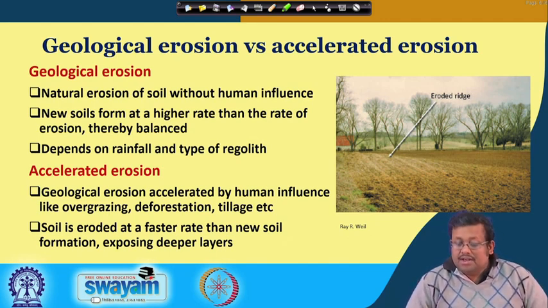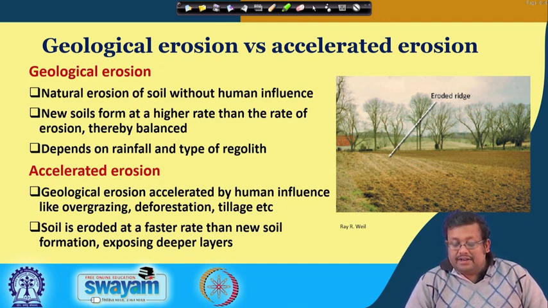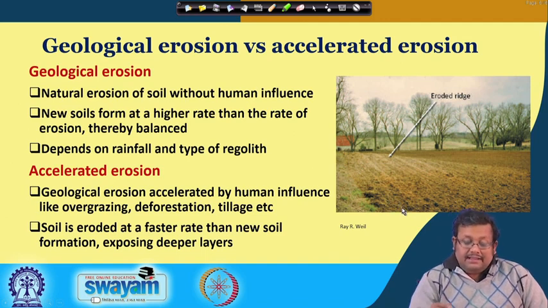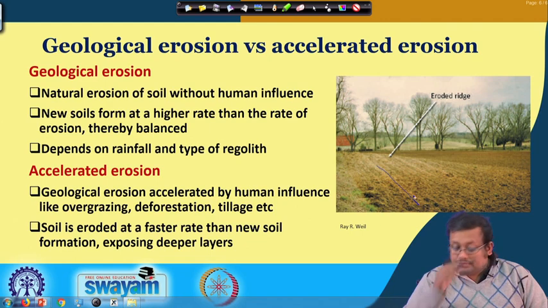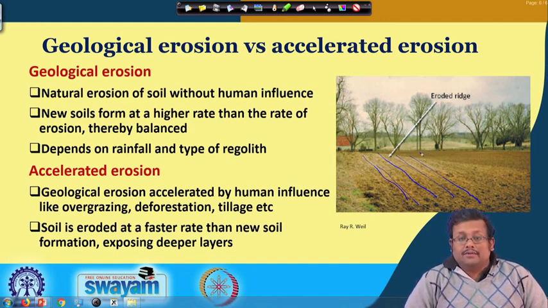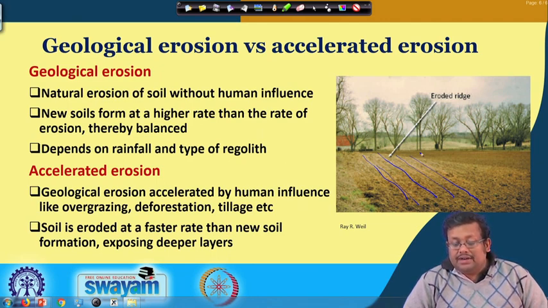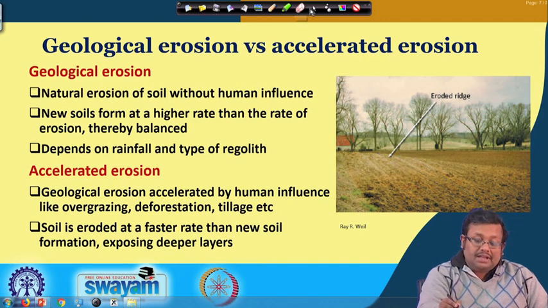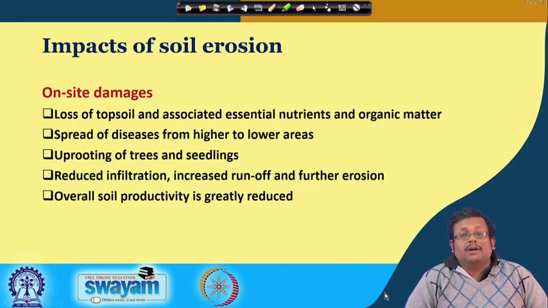You can see here in this picture, obviously, this is tillage-mediated erosion. As a result of tillage, different types of furrows and ridges are developed, and in these ridges the soils are much more exposed to wind as well as water erosion, so they move away through runoff water. This is one example of an eroded ridge, which is an example of accelerated erosion. Let us go ahead and see the different impacts of soil erosion.